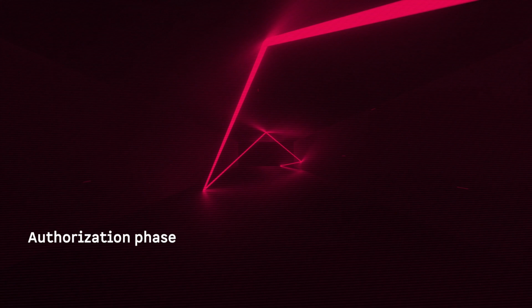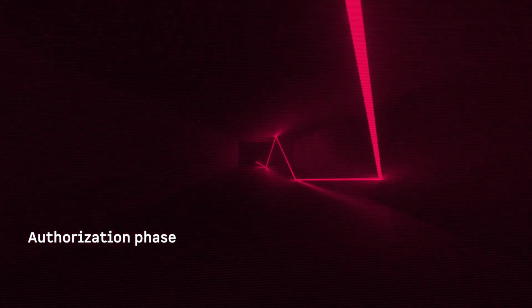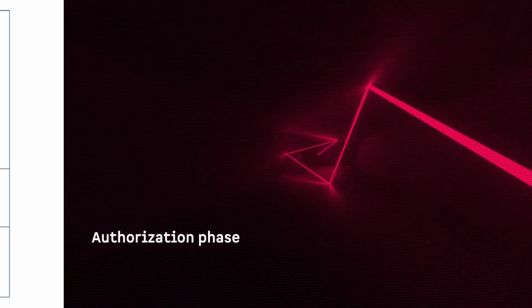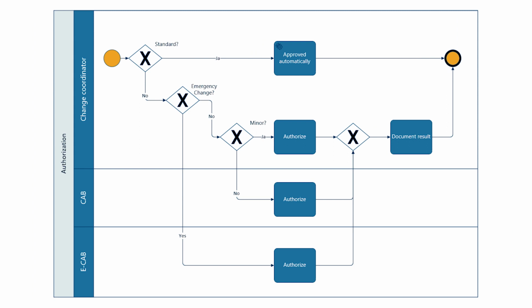In the authorization phase, the change is either authorized automatically or by the respective committee, depending on the change type. In addition to the change type, its risk category also plays a role here. In the end, the change coordinator records the decision on behalf of the respective committee. The change is then continued in the implementation phase, or the change is terminated early.